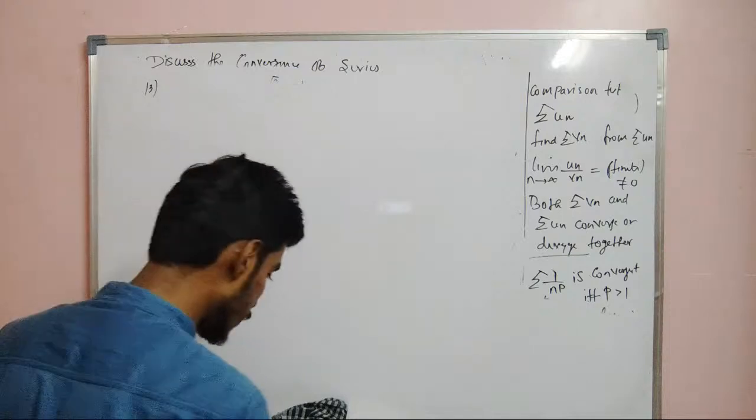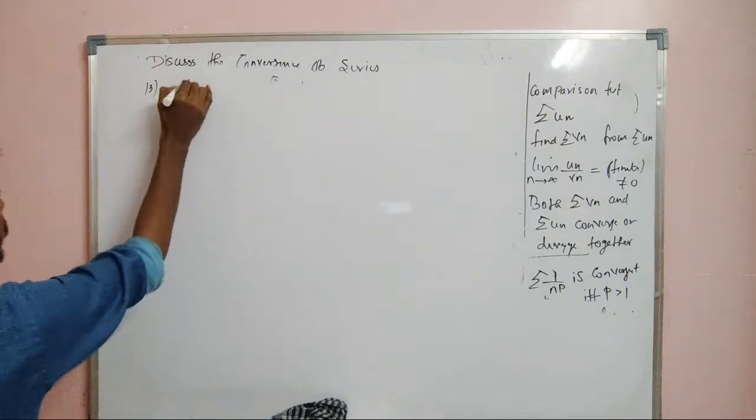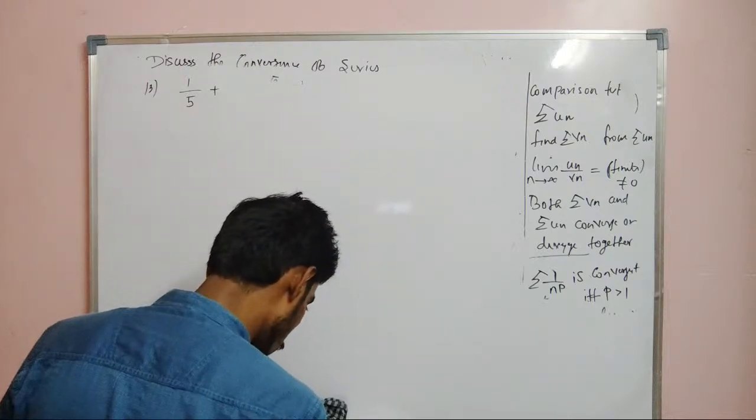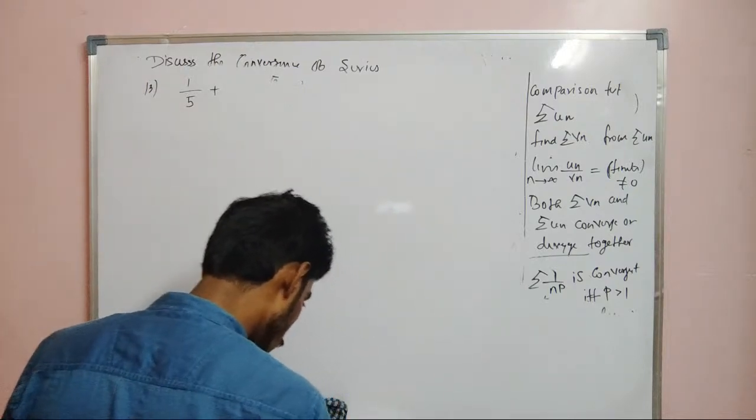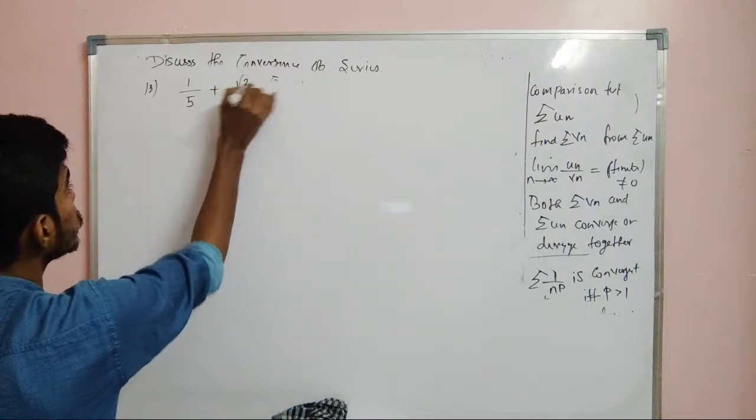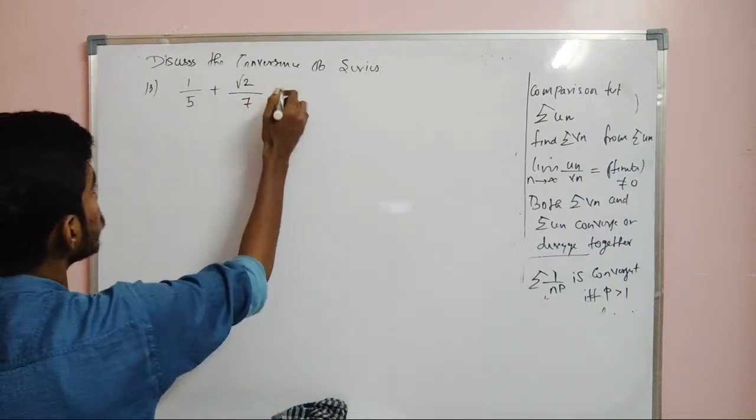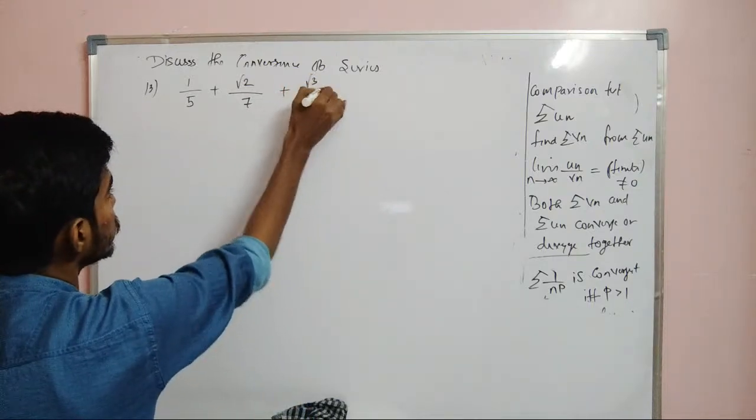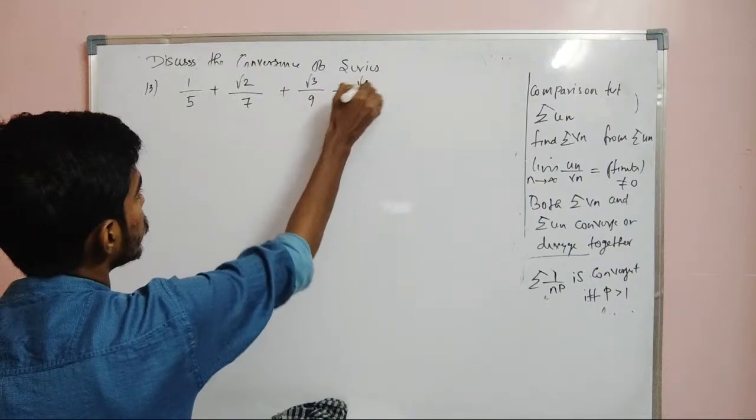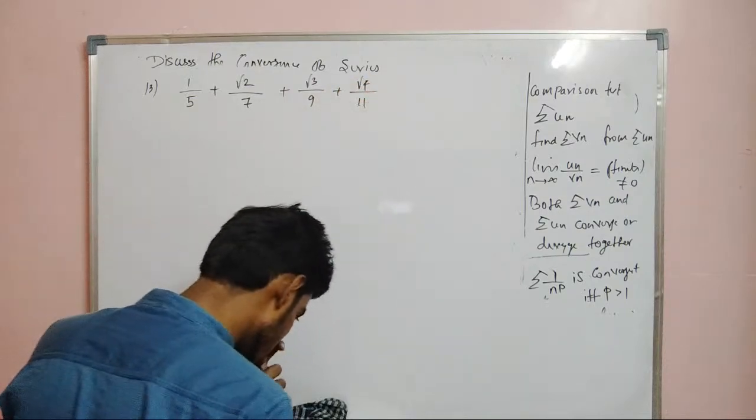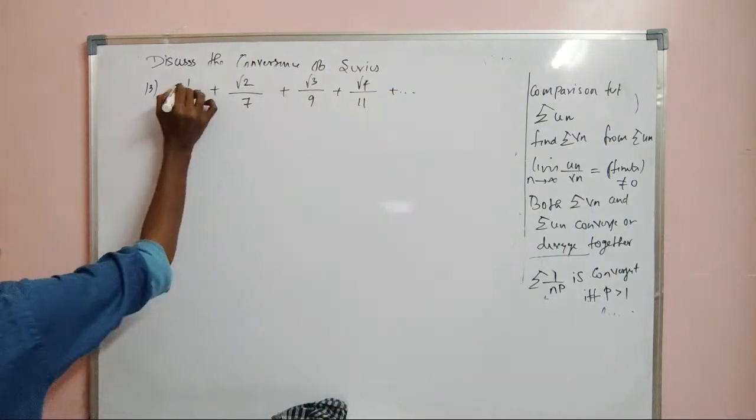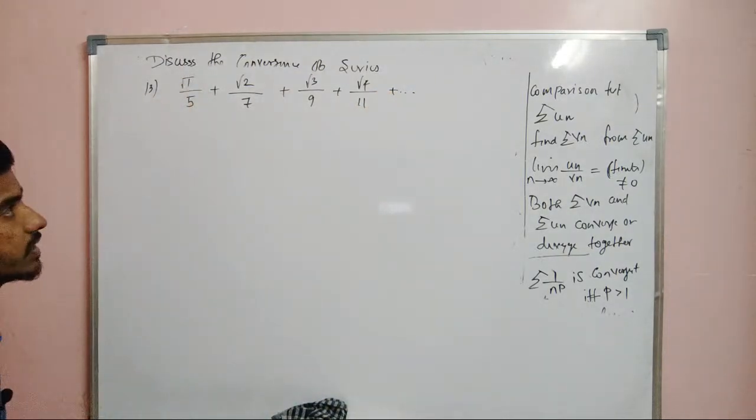So 13th problem, discuss the convergence of the series: 1 by 5 plus root 2 by 7 plus root 3 by 9 plus root 4 by 11 and so on. So I can also write 1 as root 1. So you can see clearly the numerator is root n.